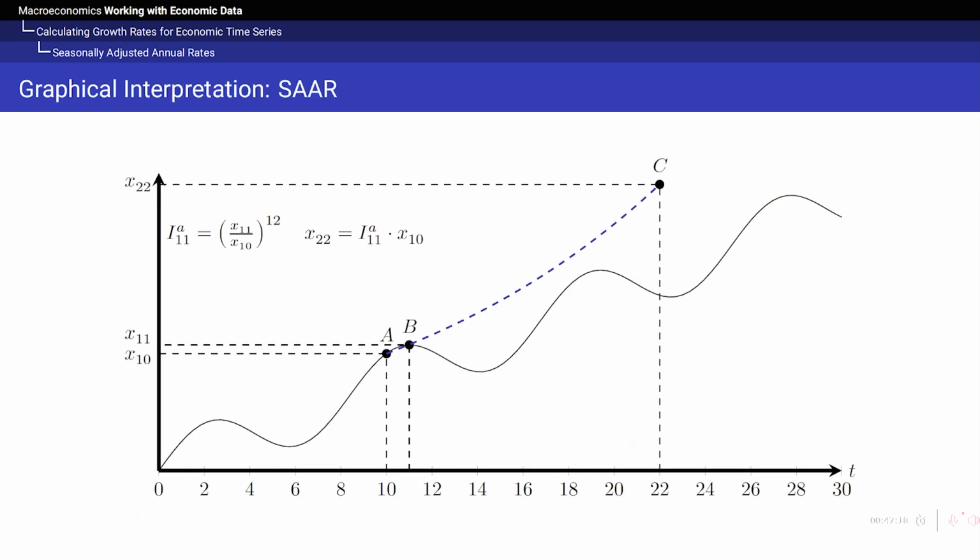The graphical interpretation of the SAAR growth rate is quite straightforward. It shows where the variable would be if it was to grow at the current rate for the following 12 months. Since we assume a constant growth rate over this period, you can actually see that the trajectory is not linear, it's exponential, which reflects compounding growth.